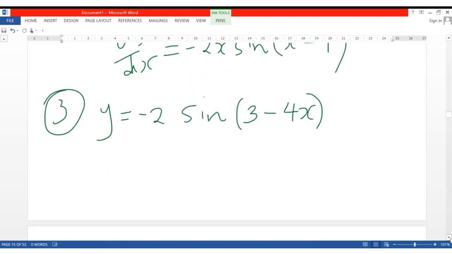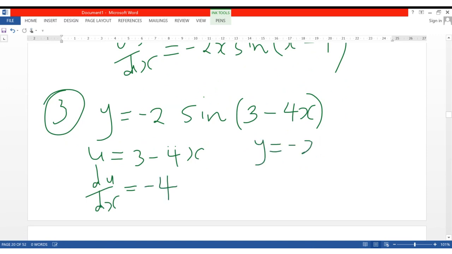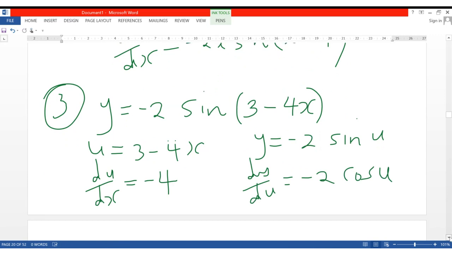So here u will be given by 3 minus 4x. Here du all over dx: differentiate a constant to get 0, 3. To differentiate negative 4x, we remain with negative 4. So y will be given by negative 2 sine of u. So dy all over du will be given by negative 2 cos u, because when you differentiate sine, you get cos. So I multiply those two.